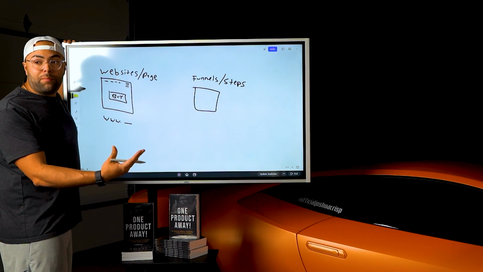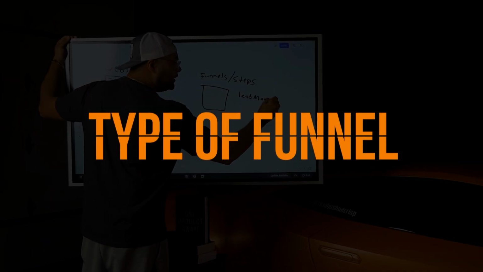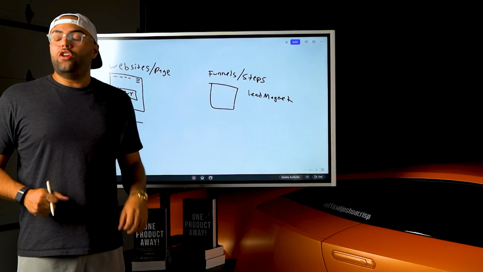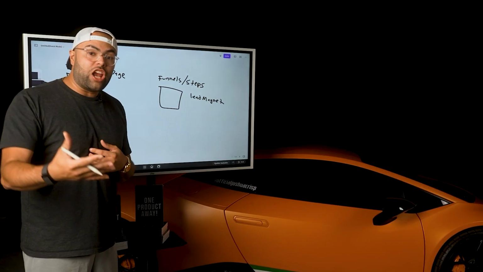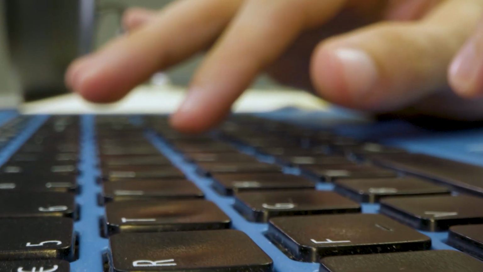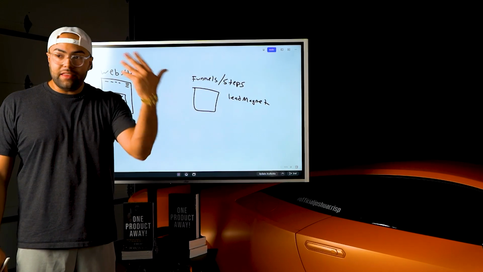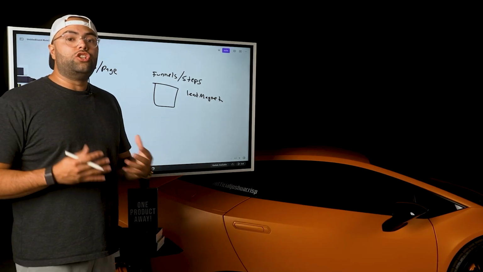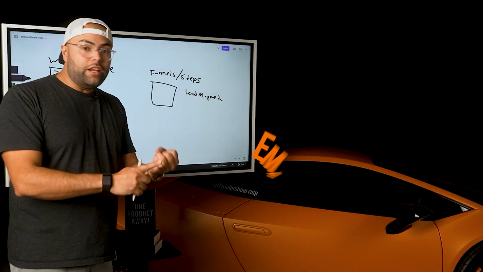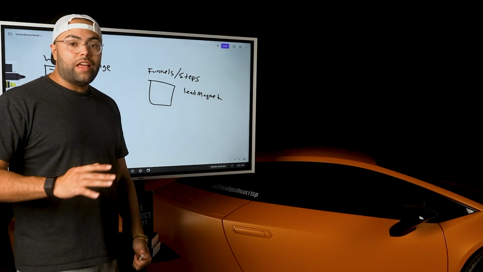One example is gonna be a lead magnet, okay? A lead magnet is when you come to this funnel or you come to this website essentially, and you're giving them something in exchange for their information. So it could be download this free ebook, download this new report, download this PDF, get this, watch this video, whatever it is, you're exchanging something of value for their email, their phone number, their address, whatever valuable information that you need, right?